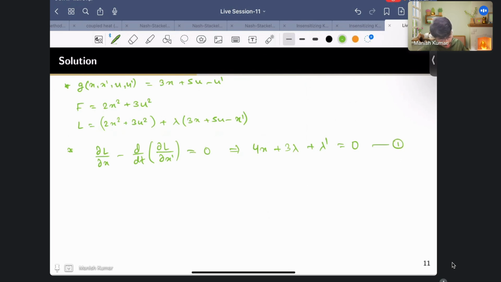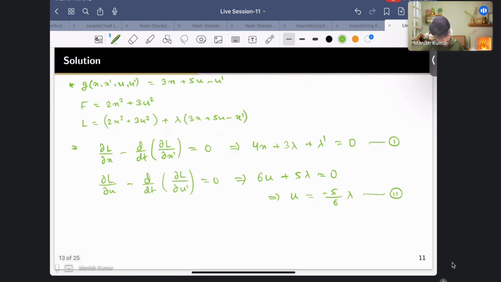The second one we can similarly use: del L by del u minus d dt of del L by del u prime equal to 0. But here del L by del u prime is 0 and del L by del u is nothing but 6u plus 5 lambda equals 0. So from here you get u in terms of lambda. So u you can write as minus 5 upon 6 times lambda. So this you can consider the second equation. Okay, so this is the Euler-Lagrange equation what we have obtained.